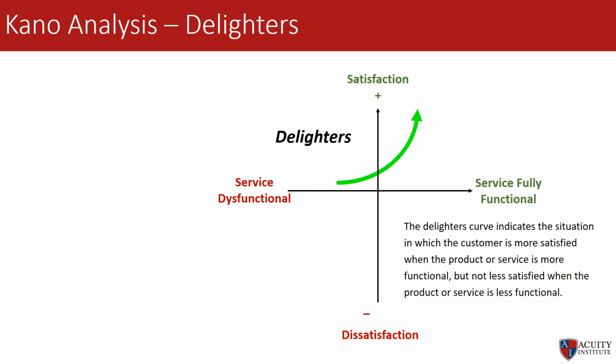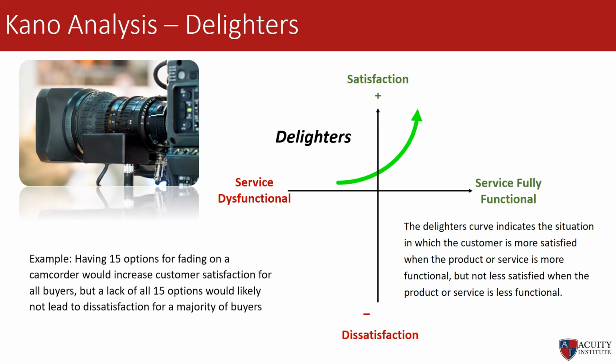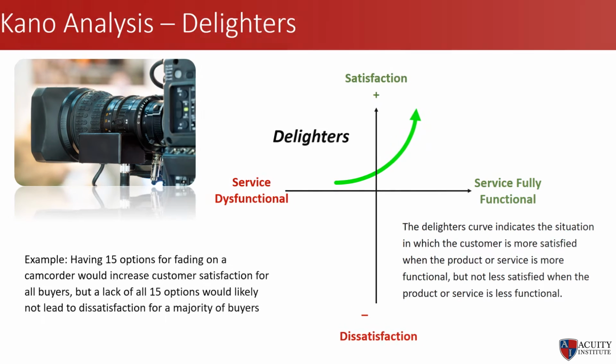The delighters curve indicates the situation in which the customer is more satisfied when the product or service is more functional, but not less satisfied when the product or service is less functional. For example, having 15 options for fading on a camcorder would increase customer satisfaction for all buyers. But a lack of all 15 options would likely not lead to dissatisfaction for a majority of buyers.